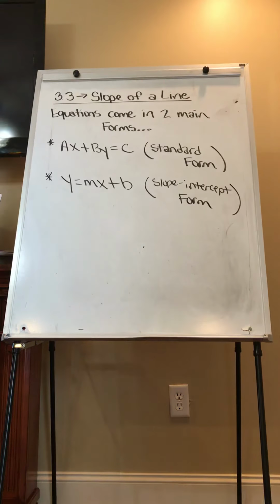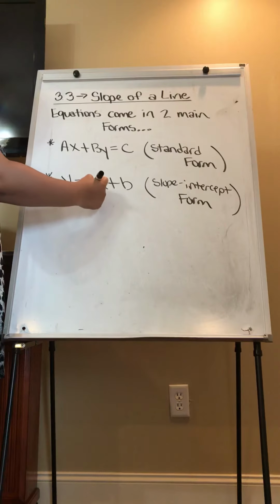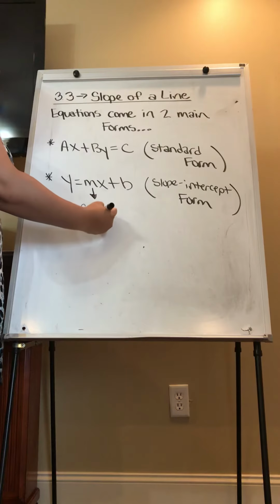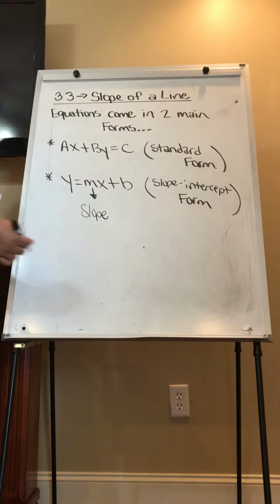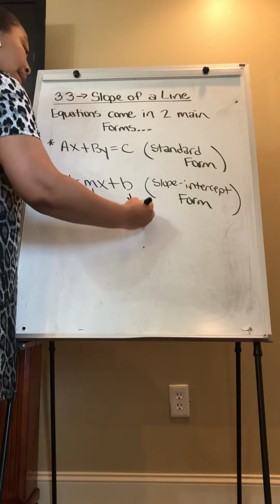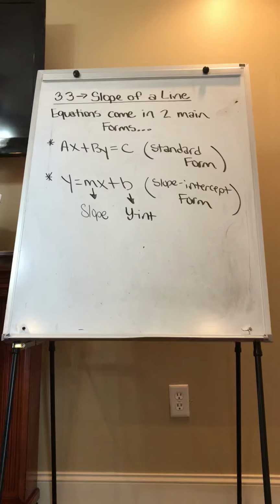Slope-intercept form. This form is the more go-to form for graphing, mainly because in order to graph a line, all you need is a starting point and the slope. Slope is your movement. In this form, m represents slope, so that would be your movement. And this lowercase b represents the y-intercept, so that's your starting point.